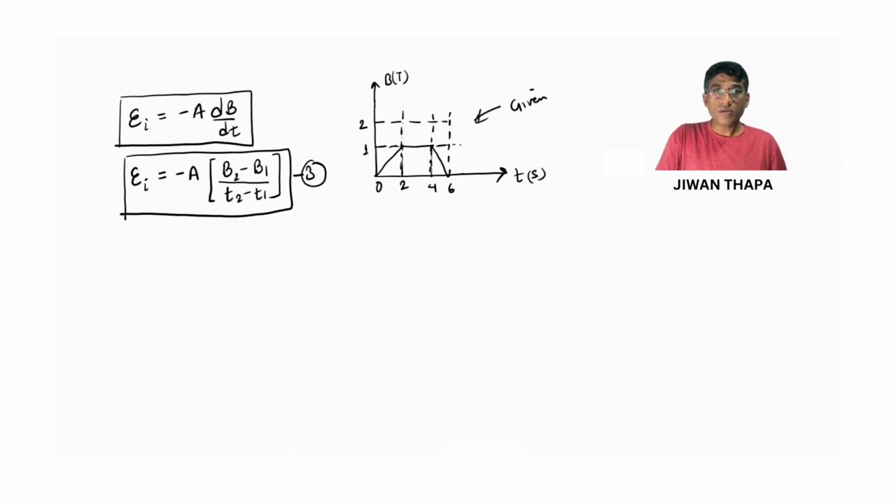Now, let us call this region region 1. This is region 1. This is region 2 of the graph. And this is region 3, or the third region of the graph. So we have this.